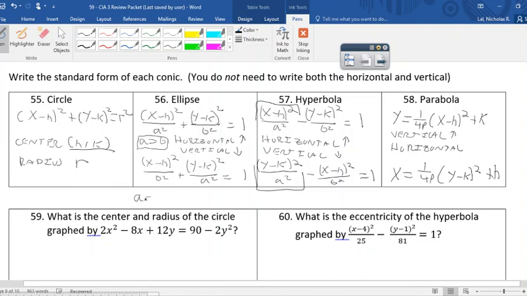A is going to be your semi-major axis. B is going to be your semi-minor axis. All right, and that's for ellipses and hyperbolas.